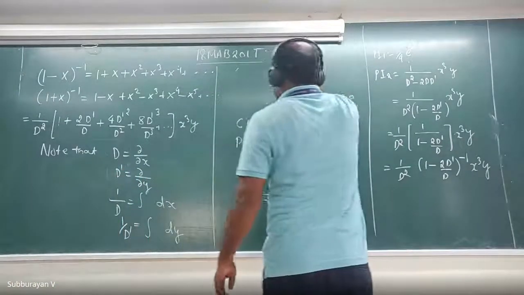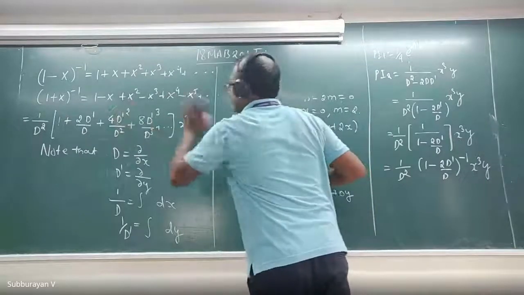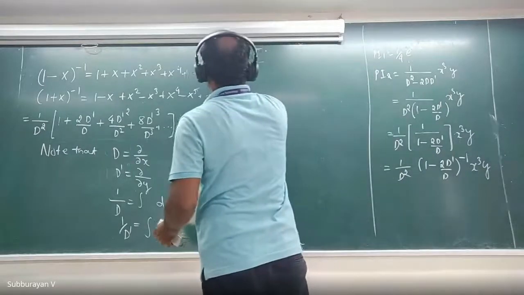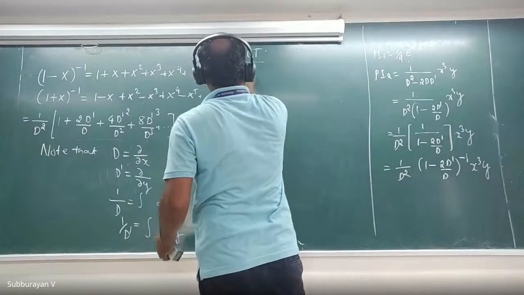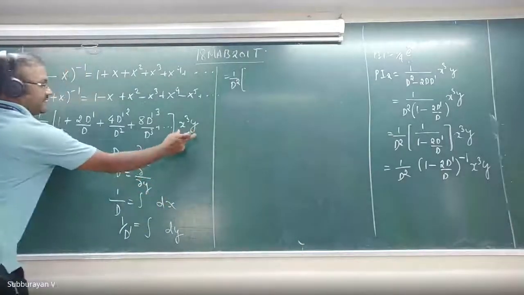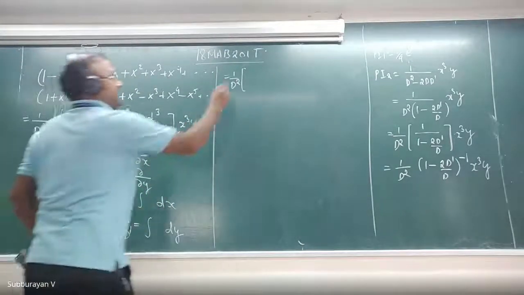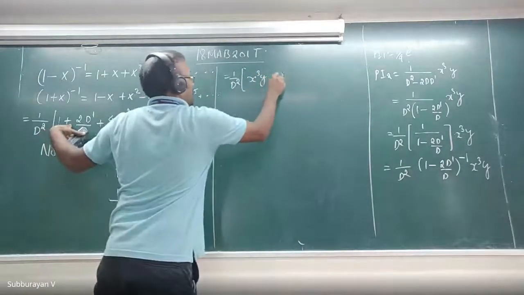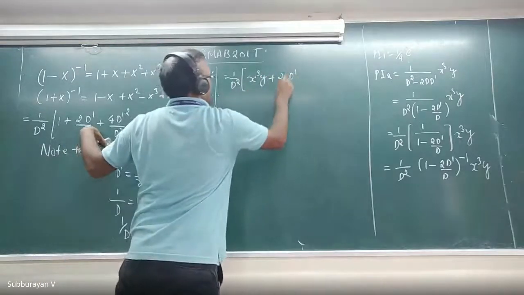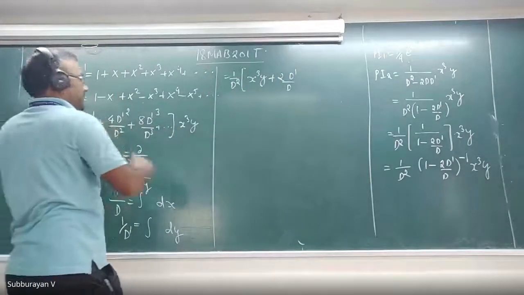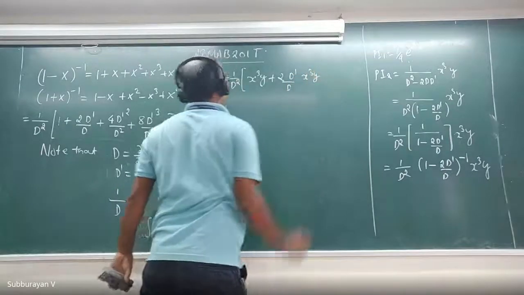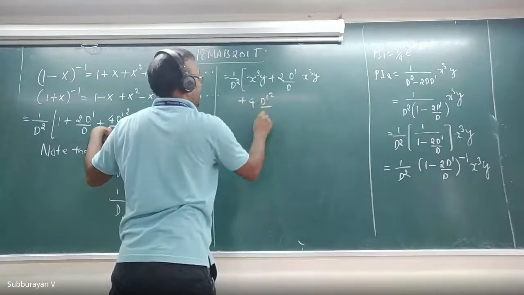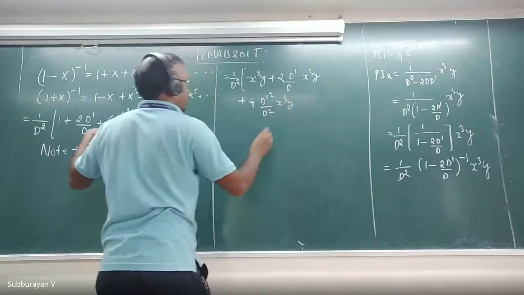Now, you plug this expression x cube into y inside this parenthesis, and what you will get? You will get 1/D². If I multiply this expression with the number 1, then I will get x cube into y, plus 2 into D'/D into x cube y, plus 4 D'²/D² into x cube y plus and so on.